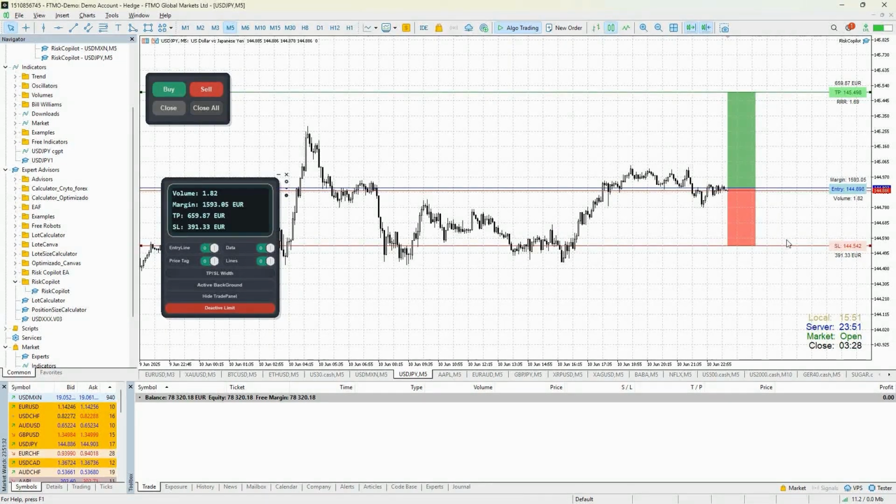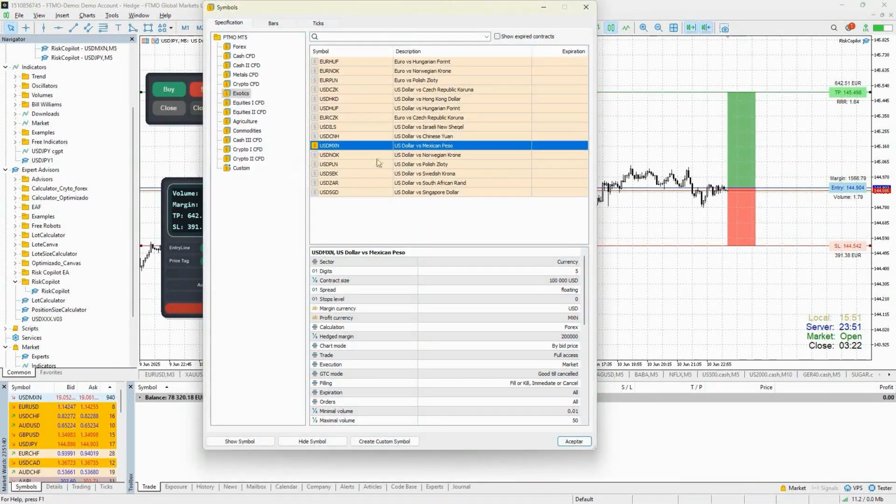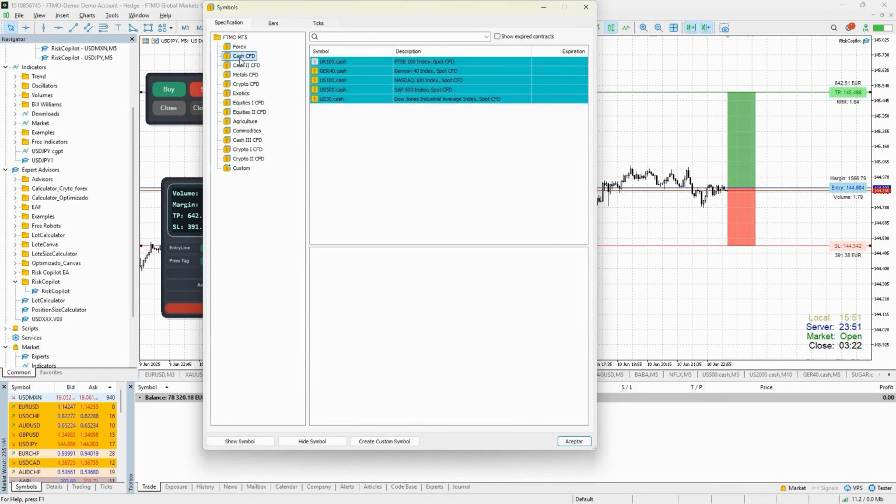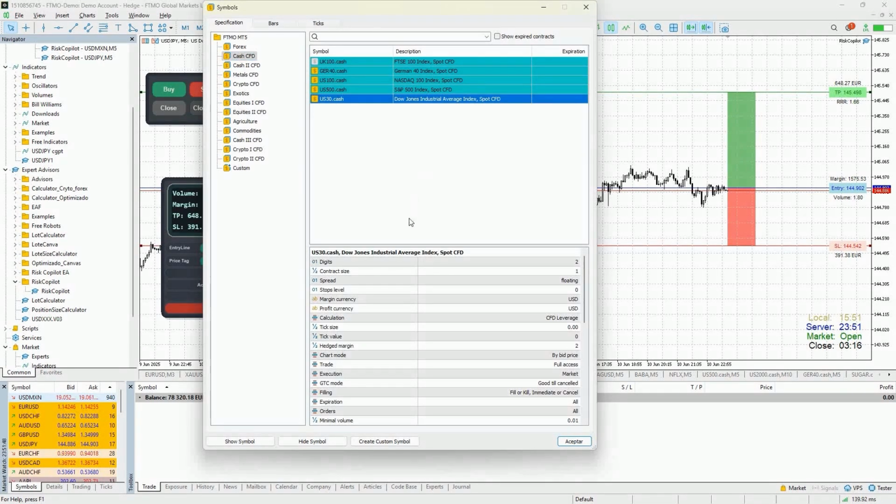Because in some cases, let's say, there is a step between the lots. For example, let's analyze it here. Control U and we go to the symbol, for example. We're going to talk about the US 30, right?